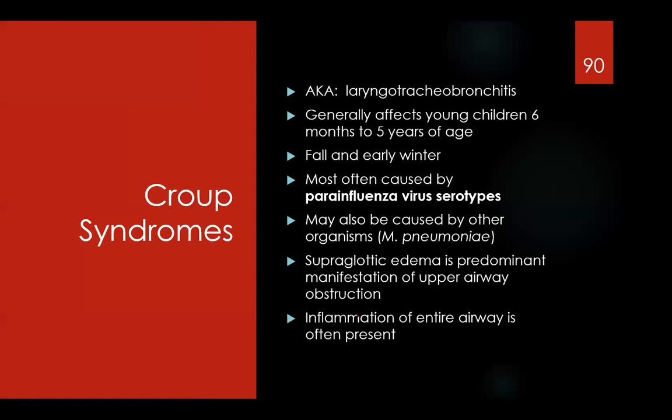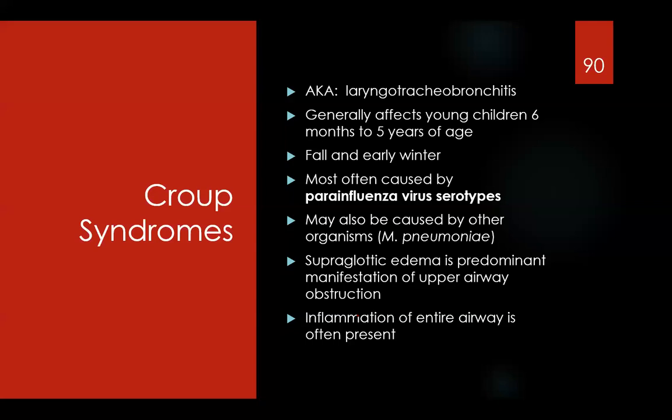Croup syndrome, also known as laryngotracheobronchiolitis, generally affects children ages 6 months to 5 years, right around flu time. This is also called parainfluenza. These parainfluenza viruses are usually the culprits. May also be caused by a pneumonia type pathogen, and I'm trying to think, mycoplasma, oh my gosh, that just escaped me. I might be getting a little tired here.